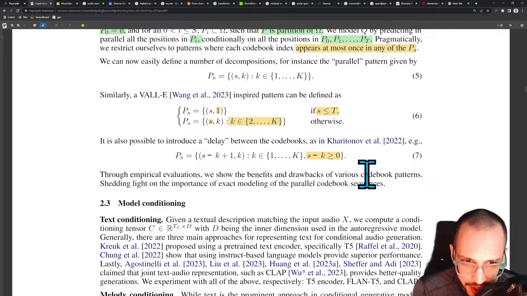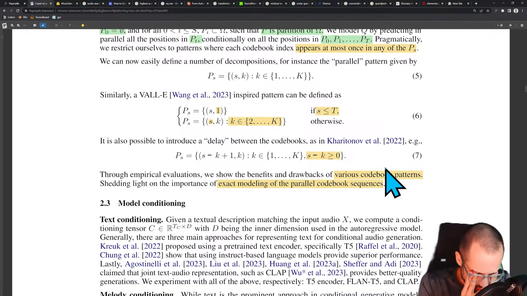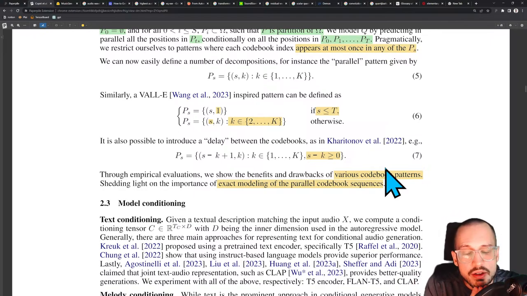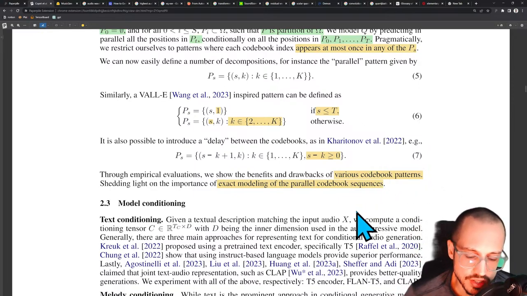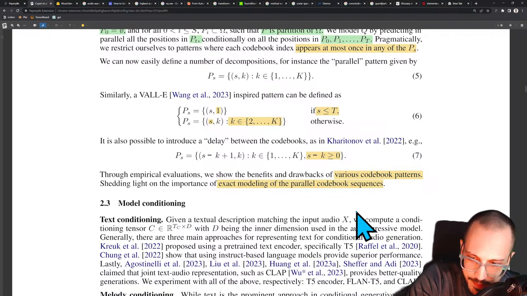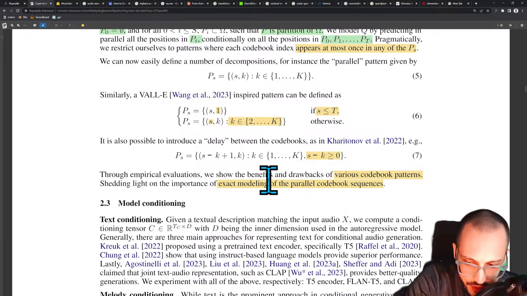We show the benefits and drawbacks of various codebook patterns, shedding a light on the importance of exact modeling of the parallel codebook sequences. So what exactly is the purpose of this? Why would you want to partition an alien dictionary, right? Let's try to think at a high level here. Maybe one way to interpret this is that most of the codebook, aka the alien dictionary, is actually garbage. Really 90% of that codebook is just words that you're never going to use, and you're really only using a very small subset of those words in the alien dictionary.